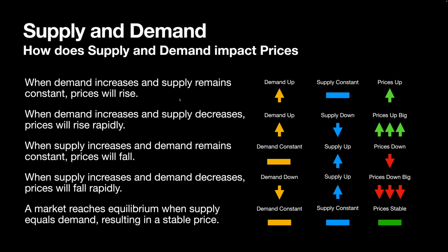to prices when you have varying states of supply and demand. When demand increases and supply remains constant, prices will rise. Demand goes up, people want more of this, but there's only a fixed supply of whatever it is that people want. The prices are going to go up as people are willing to pay higher prices for this.